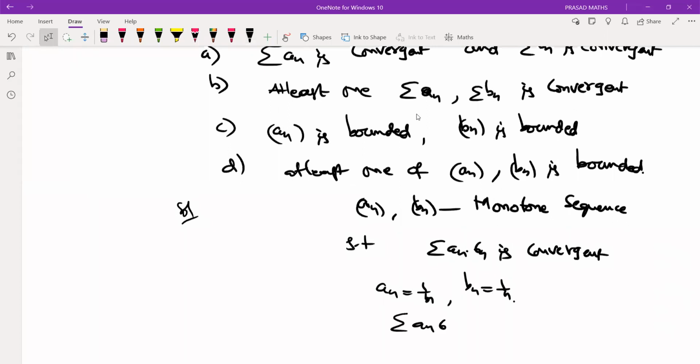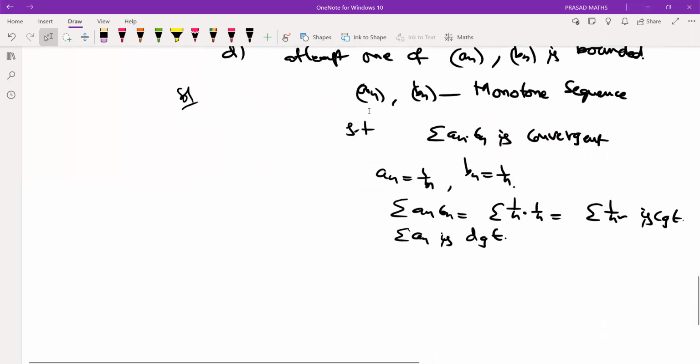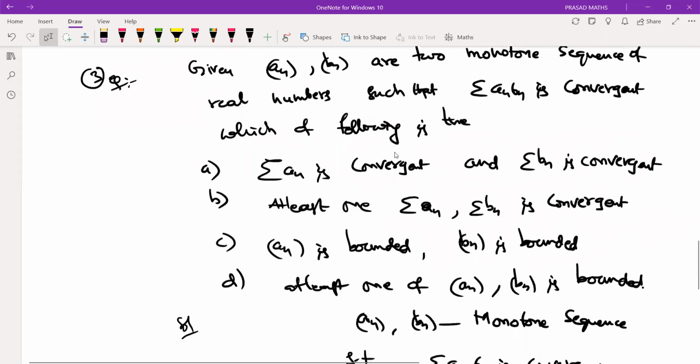What is summation a_n b_n? 1 by n into 1 by n, that means summation 1 by n squared. By p-test, this is convergent. So option 1: summation a_n is divergent by the p-test. Right? Therefore, option 1 is discarded. Both summation a_n and summation b_n are convergent is absolutely discarded, because we have shown that summation a_n is divergent.